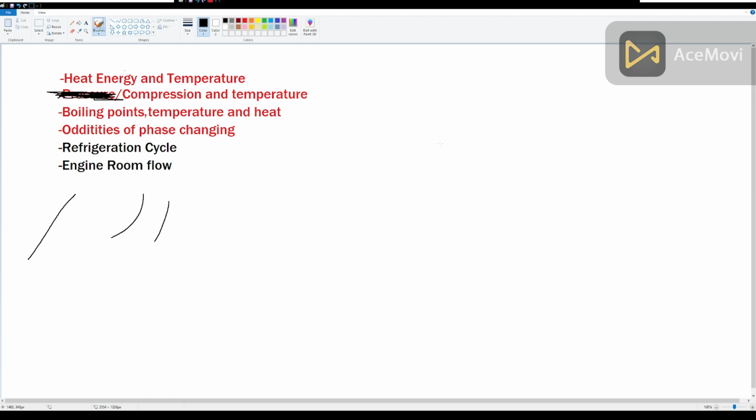Oddities of phase changing. I told you that water boils at 212. And you might ask me, well, what if I've got the water all the way up to like 230? Well, you don't. There's no such thing as 230 degree water. At least not at 0 psi.